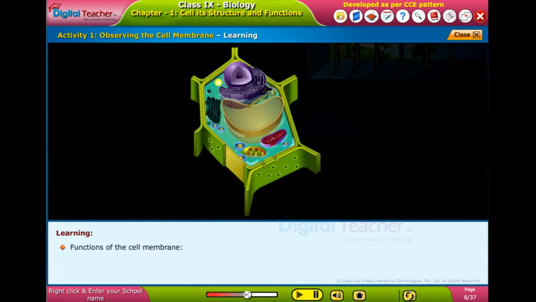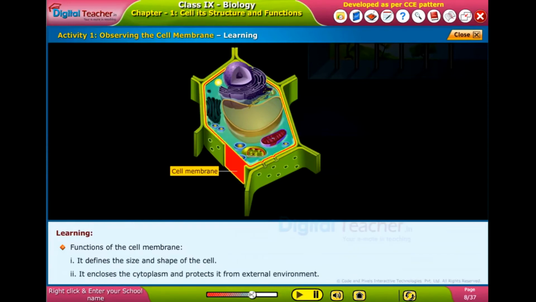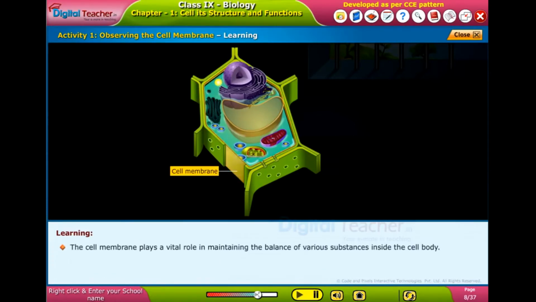Functions of the cell membrane. It defines the size and shape of the cell. It encloses the cytoplasm and protects it from external environment. The cell membrane plays a vital role in maintaining the balance of various substances inside the cell body.